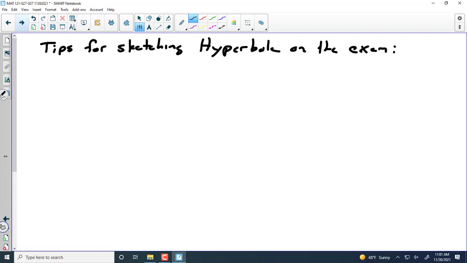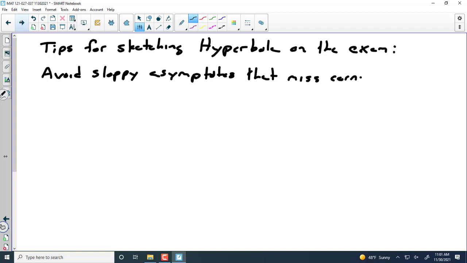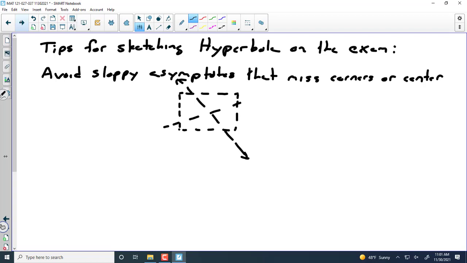Here are some tips for sketching your hyperbola on the exam. These are some things that you want to avoid so you don't get it wrong. Avoid sloppy asymptotes that miss corners or center. When you're taking the test, don't just draw asymptotes that just go through the box wherever you please. Make sure they're going through the corners of the fundamental rectangle and through the center of the fundamental rectangle.